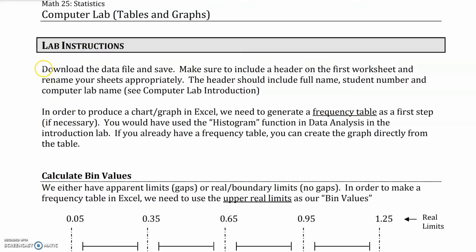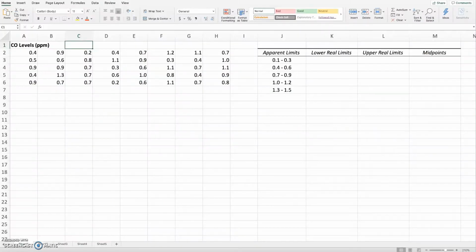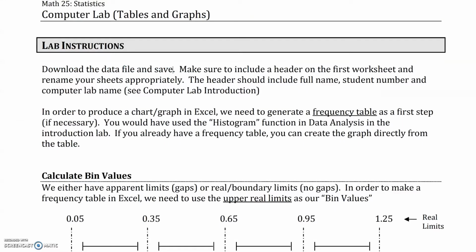The first thing that you want to do is download the data file and save it to your computer. And you should rename it appropriately with your name. I've already completed that step. I have the Excel file here all ready to go. Now, as a reminder, make sure that you include a header on your first worksheet. Within that header, you need to include your full name, student number, as well as the lab number. Now, that was covered last week in the practice computer lab or the computer lab introduction, but I'll show you how to do that quickly now.